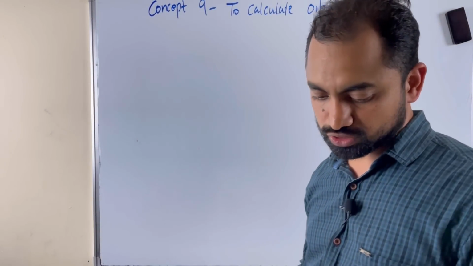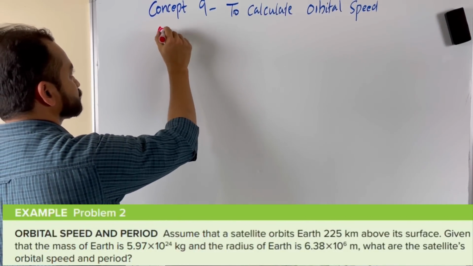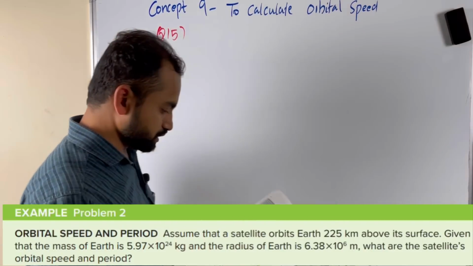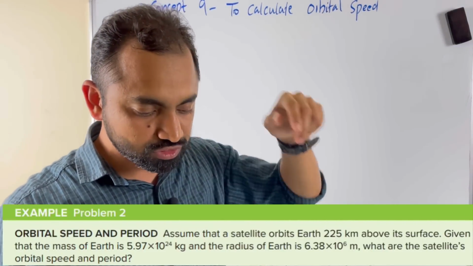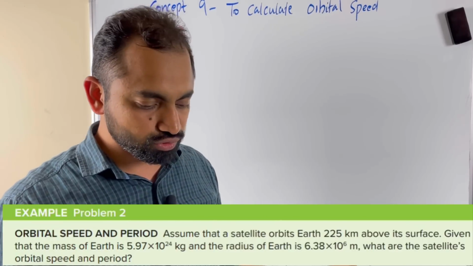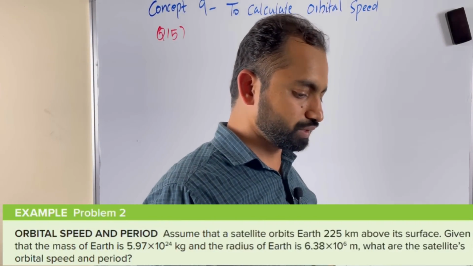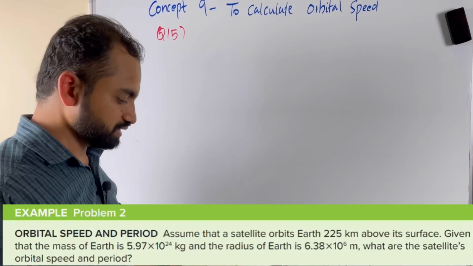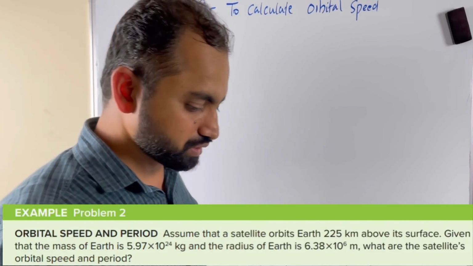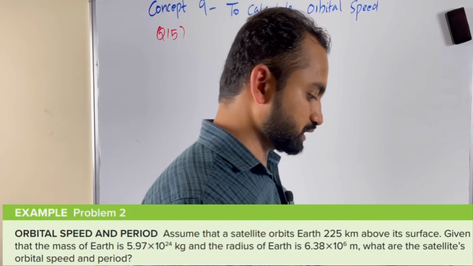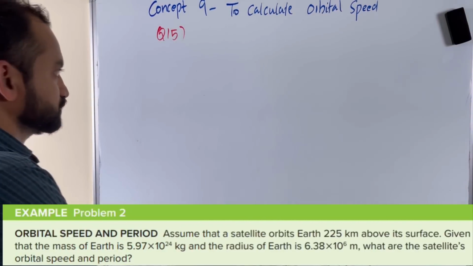The next is question number 15 from the EOT. This is example problem 2, orbital speed and period. Assume that a satellite orbits the Earth 225 km above the surface. Given the mass of the Earth and the radius of the Earth, what are the satellite's orbital speed and period? So we need to calculate the orbital speed and period of the satellite.